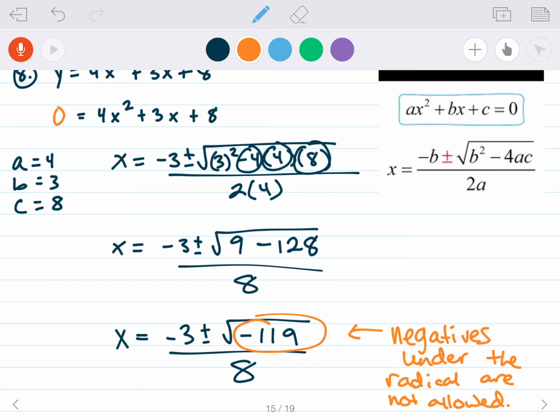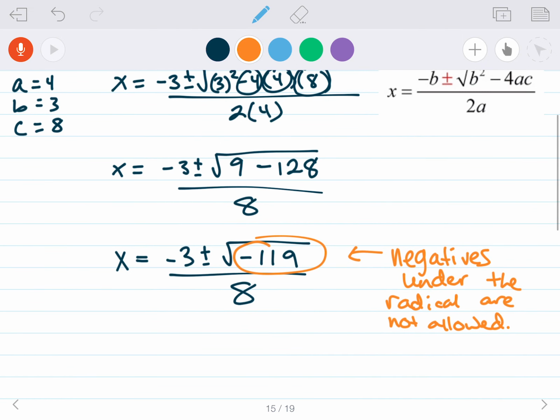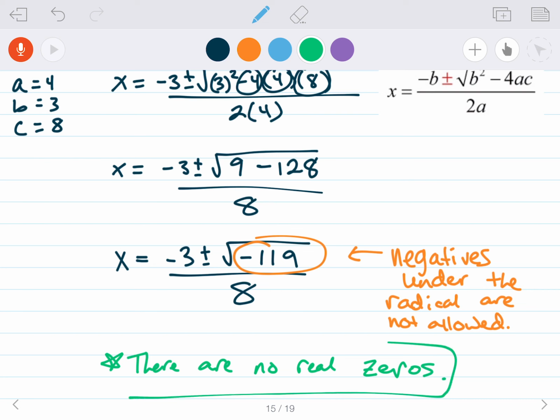Okay, so negatives under the radical are not allowed, right? And what does this translate to graphically? What does this mean? So first of all, what we're going to say is that there are no real zeros. Now there are imaginary zeros, but that's a topic for another day. But there are no real zeros because of this negative under the radical.